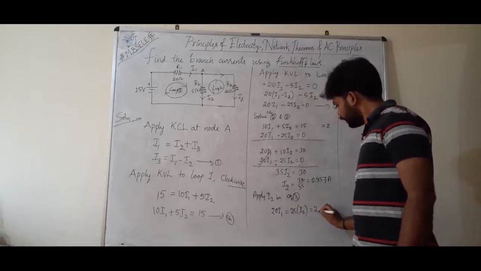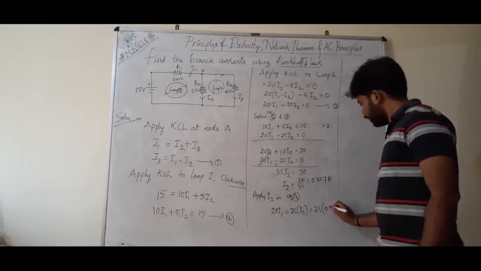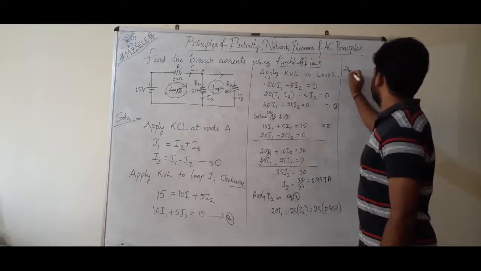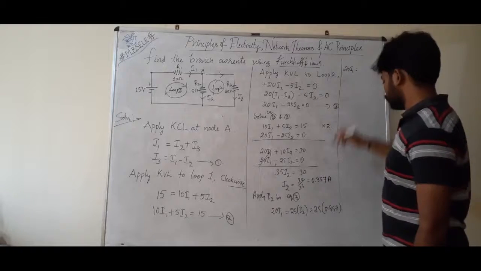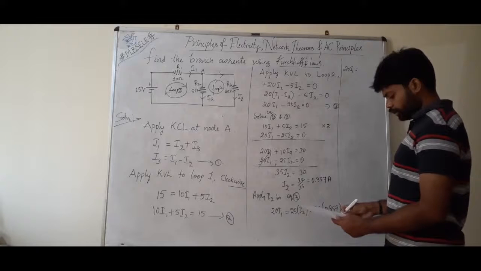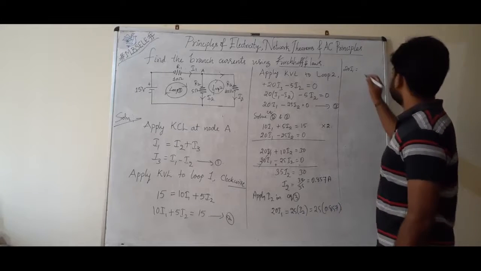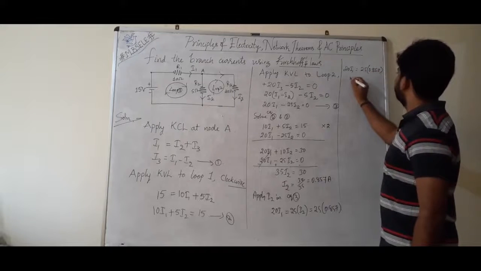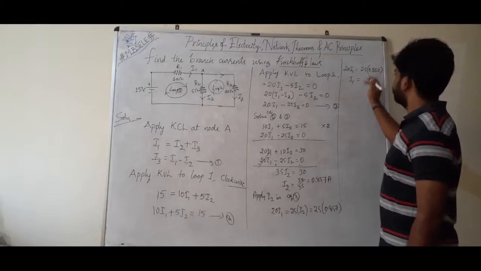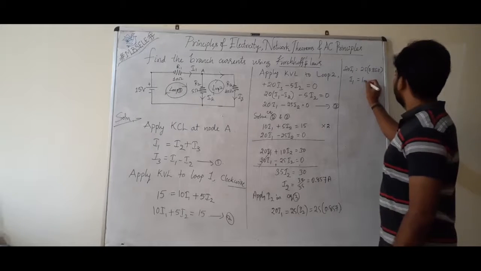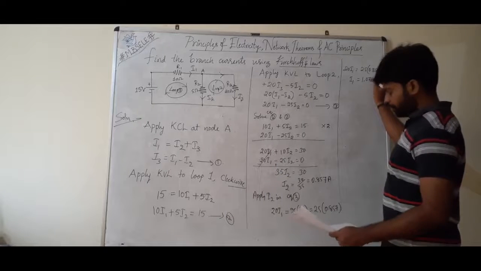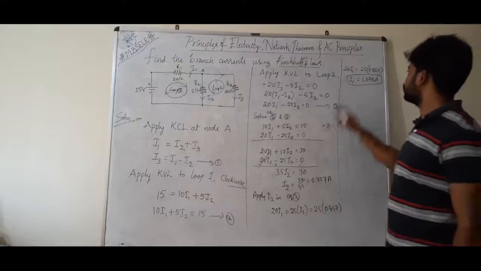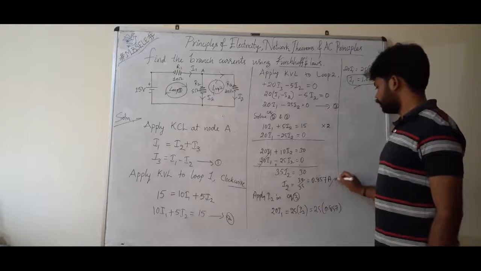So that is 25 into 0.857. If you calculate this, the current will be 1.0715 ampere. So we now know I1 and I2.